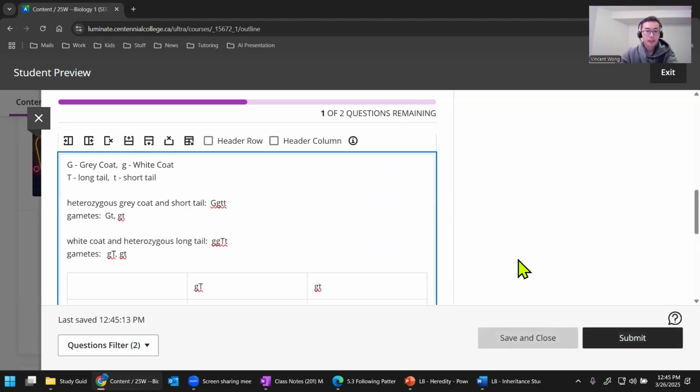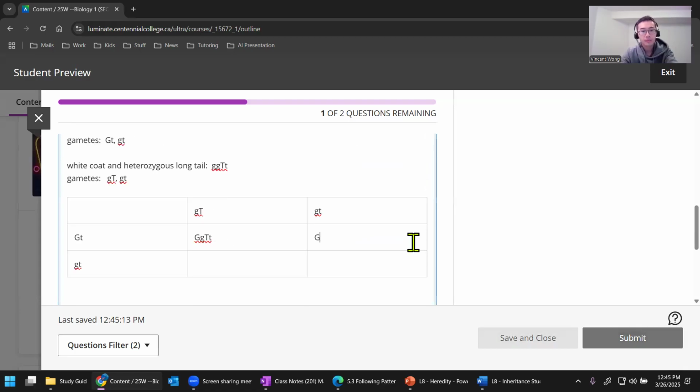Just like you would, if you do it on paper first, it might be easier. And then the final answer, genotype. Looking at it, it's 25% for each. It's missing a T here.